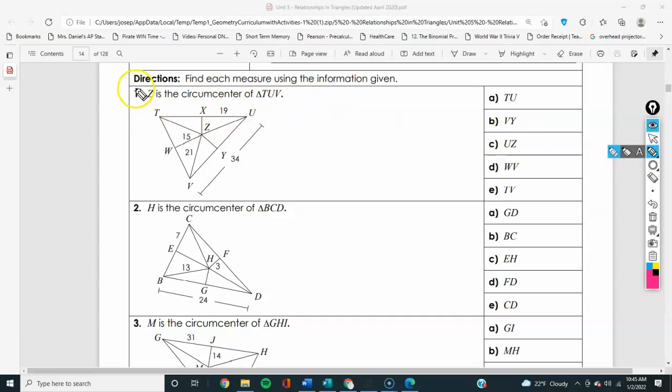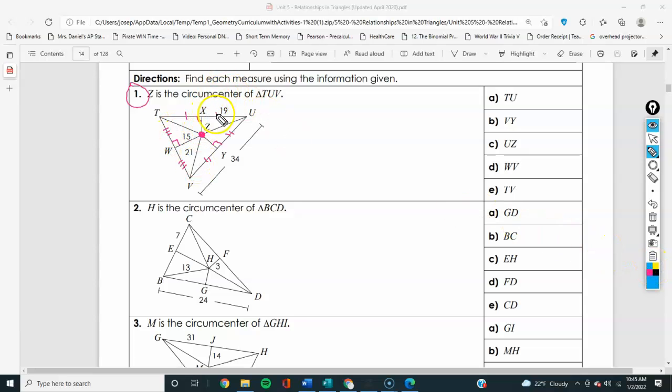Alright, so let's take a look at one. Z is the circumcenter of TUV. So this right here is my circumcenter. What that means is each of these is perpendicular, right? Let's also mark out what it means. These are going to be perpendicular bisectors, right? So each of these sides is going to be cut in half because by definition that's what the circumcenter does.